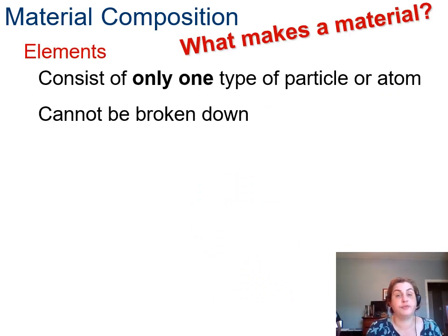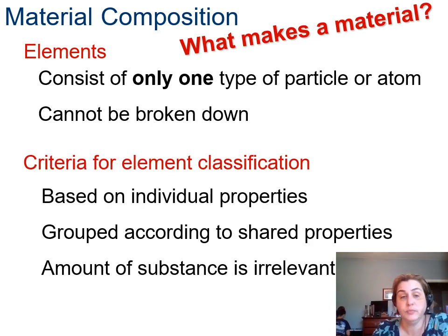Alright, so the first bare bones type of material is an element. An element is something that only consists of one particle or atom. Actually, it's one type of atom. It cannot be broken down to any subparts. And once you start breaking it down, you're breaking down atoms into protons, electrons, neutrons, and you're no longer dealing with a material. So criteria for elements, basically how we classify the elements, that's your good friend, the periodic table that you hopefully learned about in chemistry.